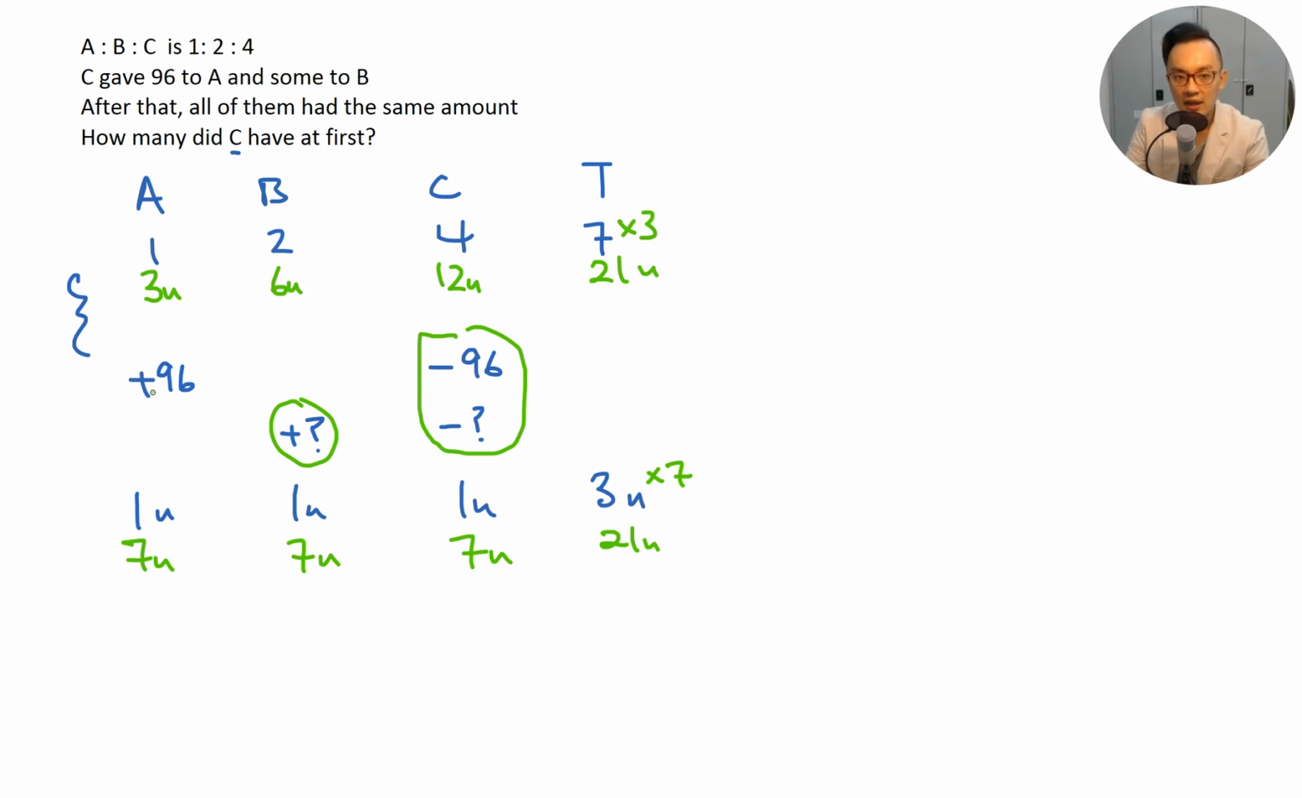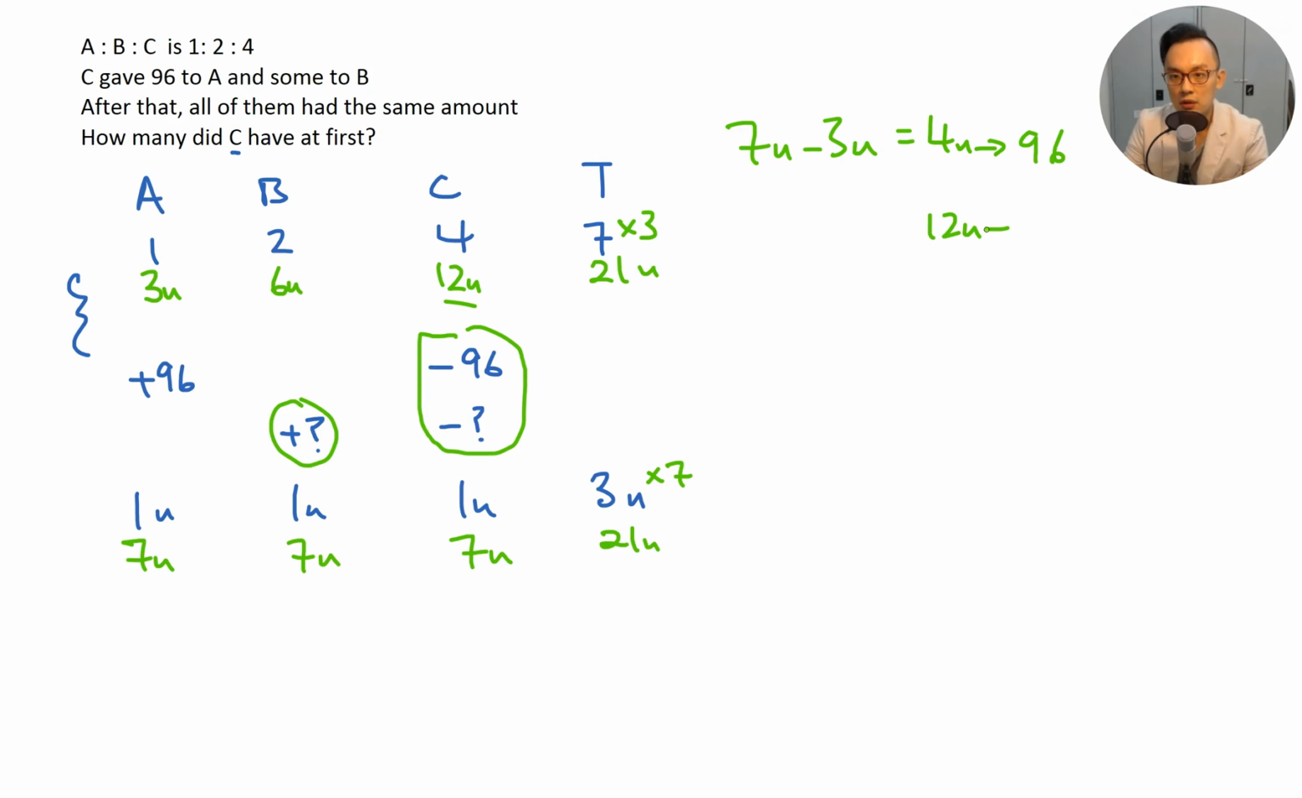So I know after I added 96, I became 7 units. So 7 units minus away 3 units equals to 4 units. And 4 units is my 96. And I know that my C had 12 units.